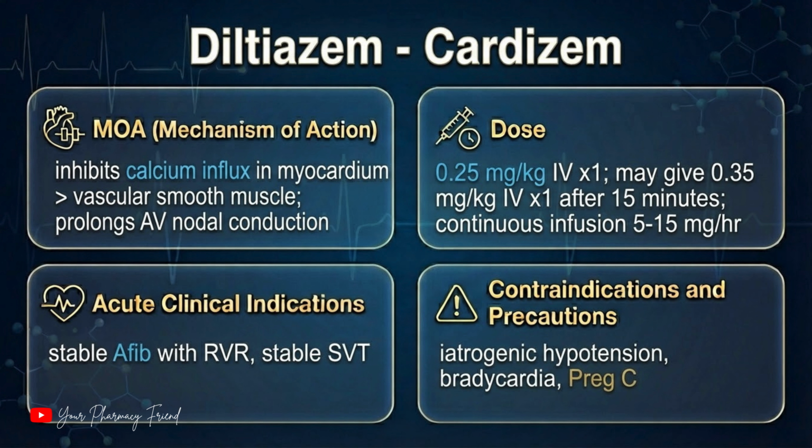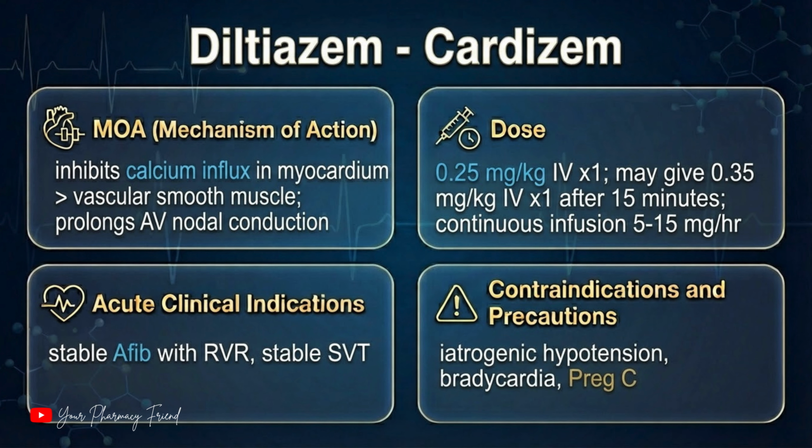Now let's review the acute clinical indications. Diltiazem is commonly used in the management of stable atrial fibrillation with rapid ventricular response, often abbreviated as AFib with RVR, where it helps control the ventricular heart rate by slowing AV nodal conduction. It is also used in stable supraventricular tachycardia, or SVT, where suppression of AV nodal conduction can help restore or control normal heart rhythm. Now let's discuss the contraindications and precautions.